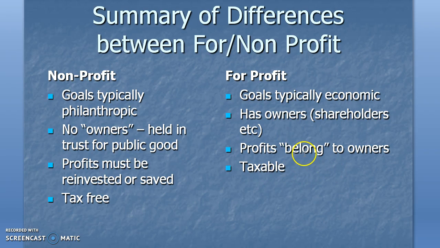So here's the summary of differences between for-profit and nonprofit. Nonprofit organizations are typically philanthropic. There are no owners. They hold their goods for public benefit. They're tax-free. For-profit organizations have owners, and the profits belong to the owners, and they're taxable.